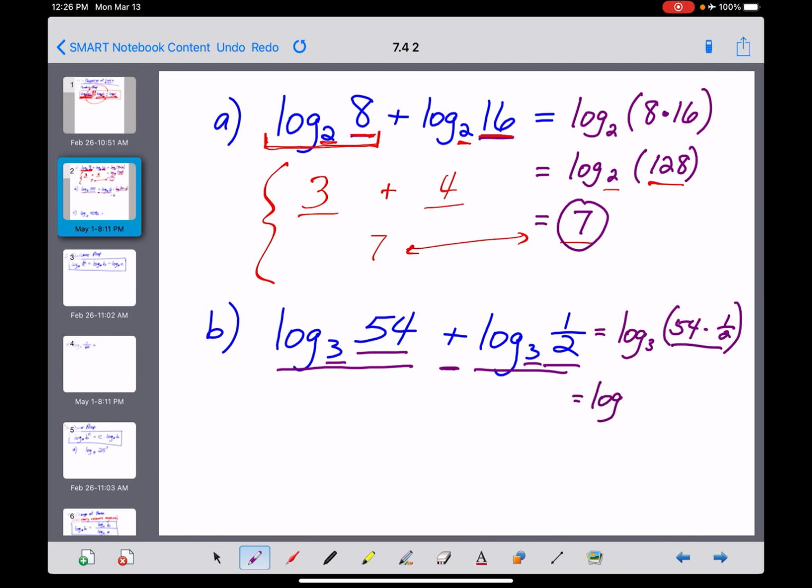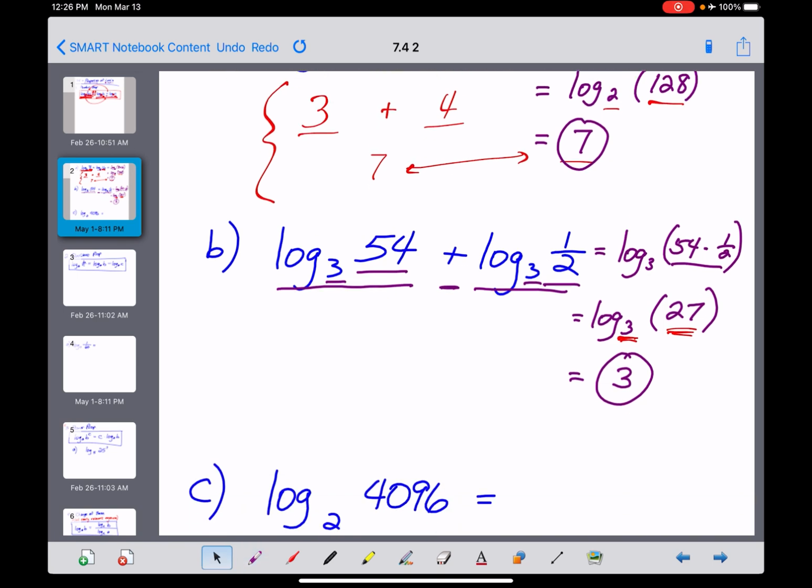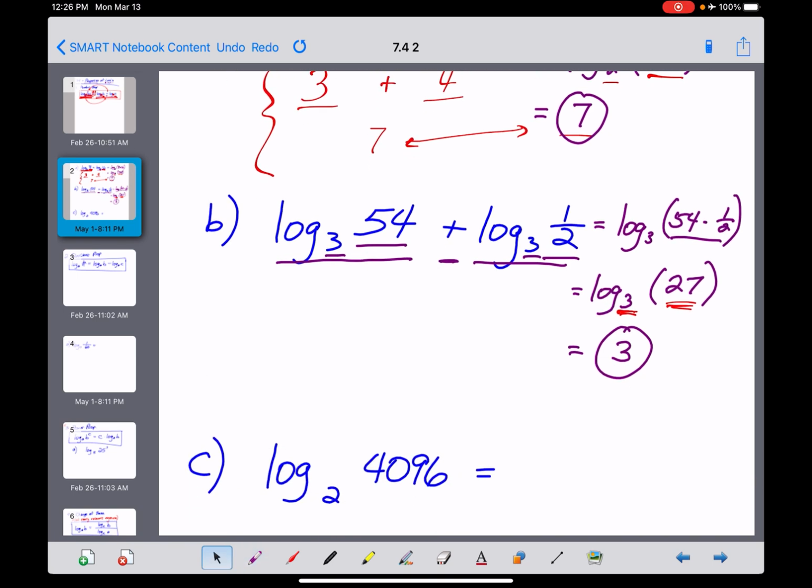So this is now the log base 3 of, and 54 times 1/2, or half of 54, is 27. Oh, and by dumb luck, the log base 3 of 27 is rational. 3 raised to what power is equal to 27? The answer to that is 3. So that's what we come up with for an answer for example B. Okay. So that's something that you can do with this property right here.